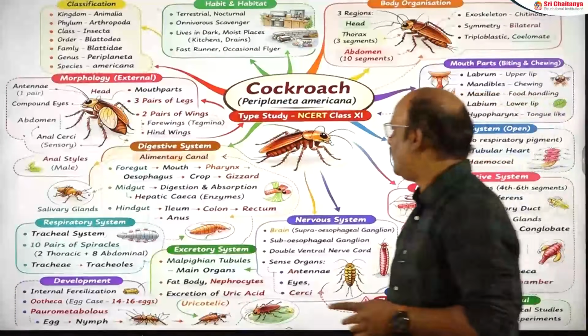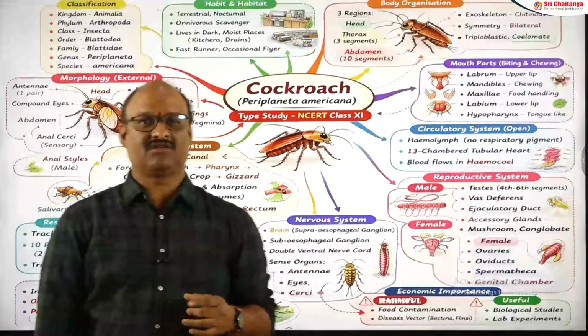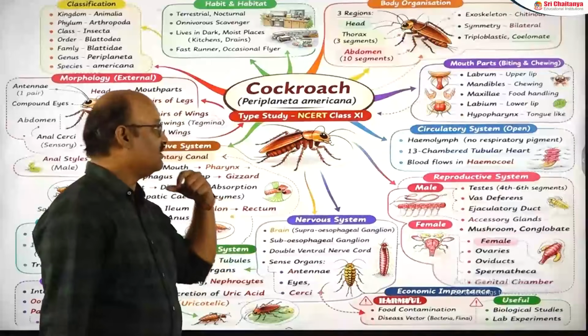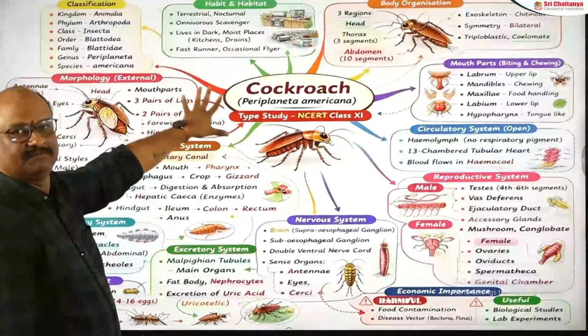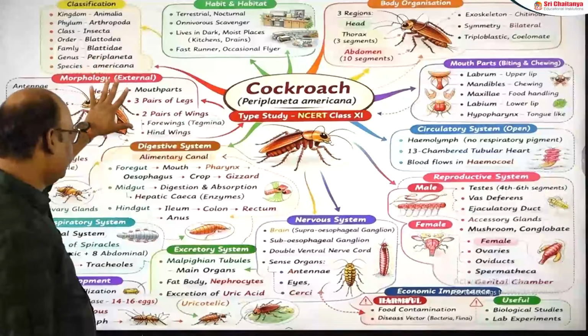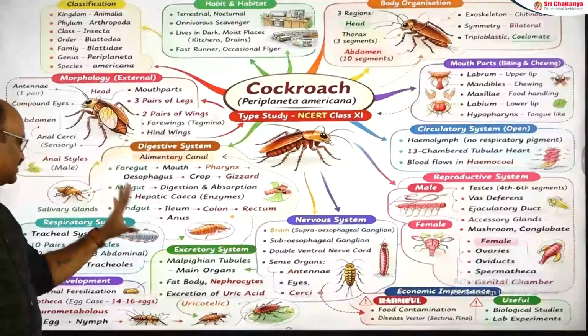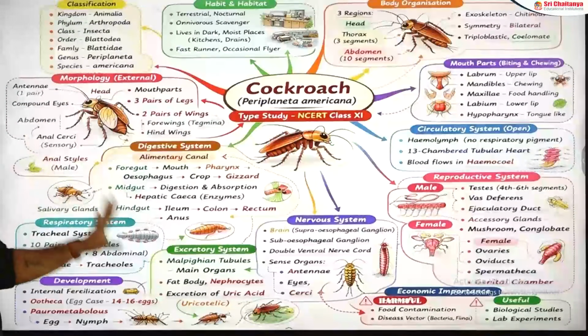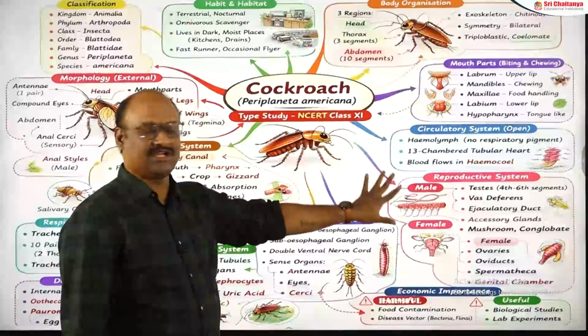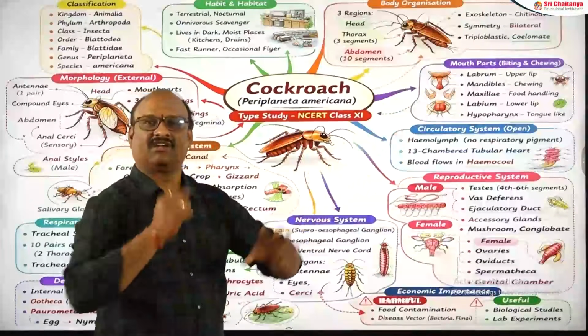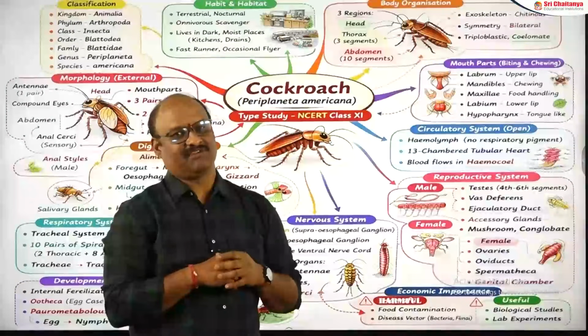And next comes the cockroach, the type study of cockroach. Again, for the cockroach, we are going to discuss the external morphology of the cockroach belonging to the phylum Arthropoda, and we are also going to discuss the digestive system, respiratory system, excretory system, nervous system, and circulatory system, and finally the reproductive system of this particular cockroach in this chapter, right.